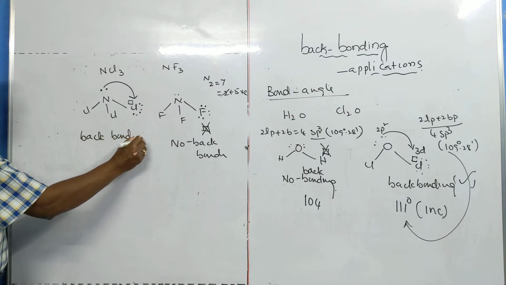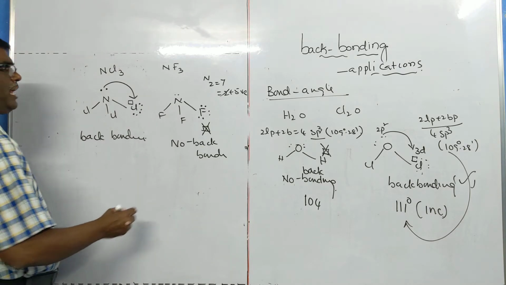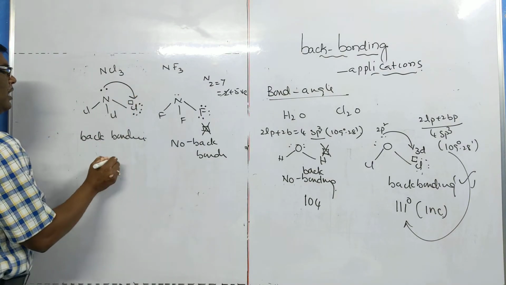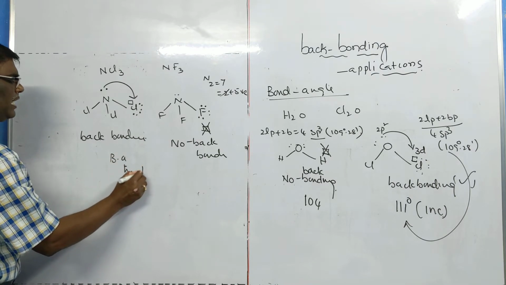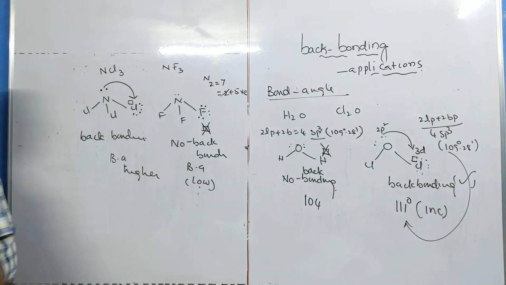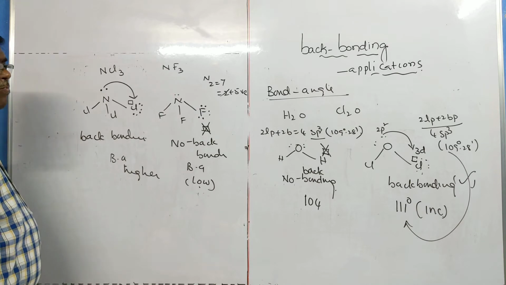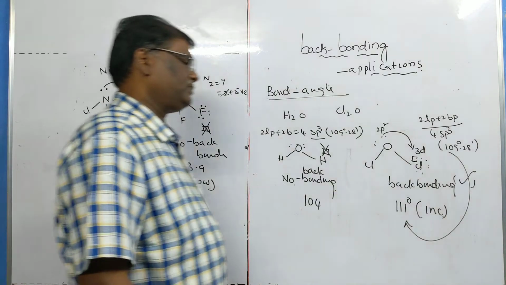Because of back bonding, the bond angle is higher for this one compared to the bond angle of this one. Thus bond angle is explained on the basis of back bonding. Because of back bonding, the bond angle will increase. Clear? The next one.